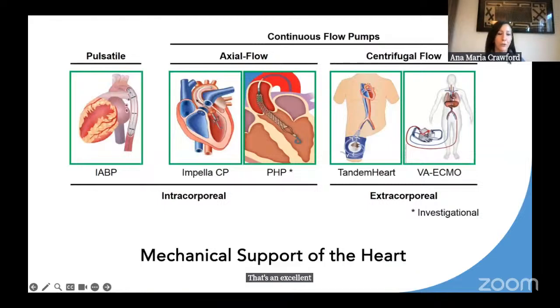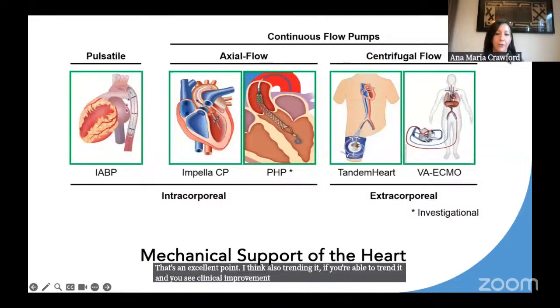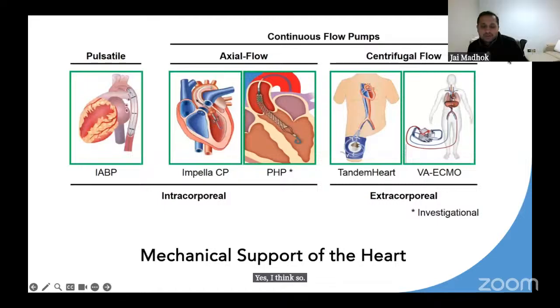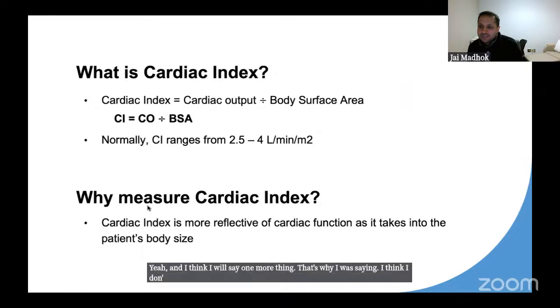I think also trending it, if you're able to trend it, and you see clinical improvement because of an increase in your cardiac index would also be good information. Is that fair? Yes, I think so. I will say one more thing. That's why I was saying I don't look at any of these in isolation. I think it's good to look at it in terms of lactates, urine outputs.